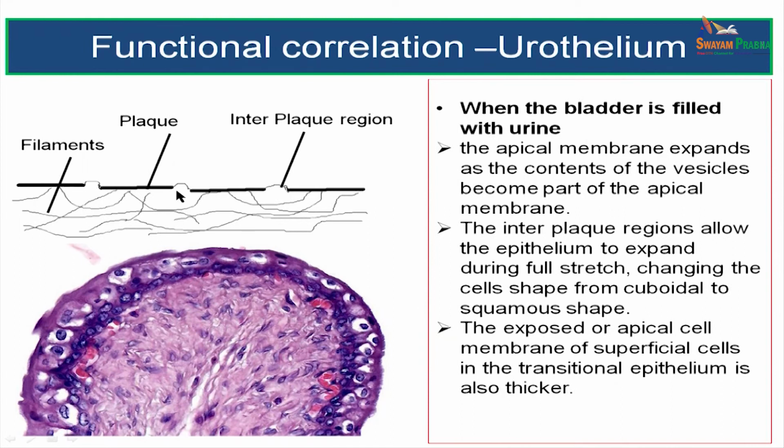So, when empty, the plasma membrane is kept folded with the interplaque region acting as a hinge. When the bladder gets filled with urine, these vesicles or the stacks or piles of plasma membrane become part of the apical membrane. So, there is extra membrane present which makes the cells squamous in shape. The exposed or the apical cell membrane of superficial cells in the transitional epithelium is also thicker. You can see in this picture.